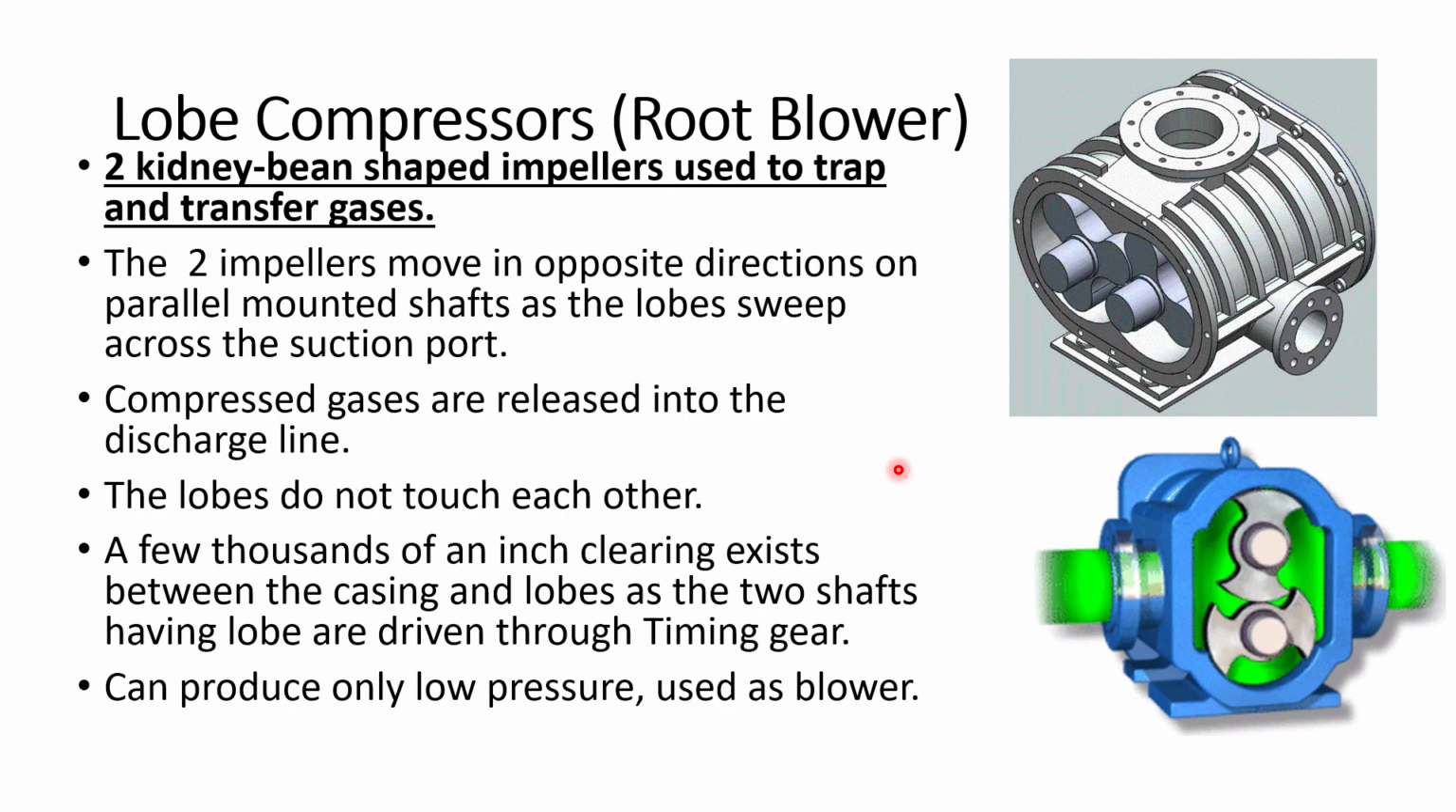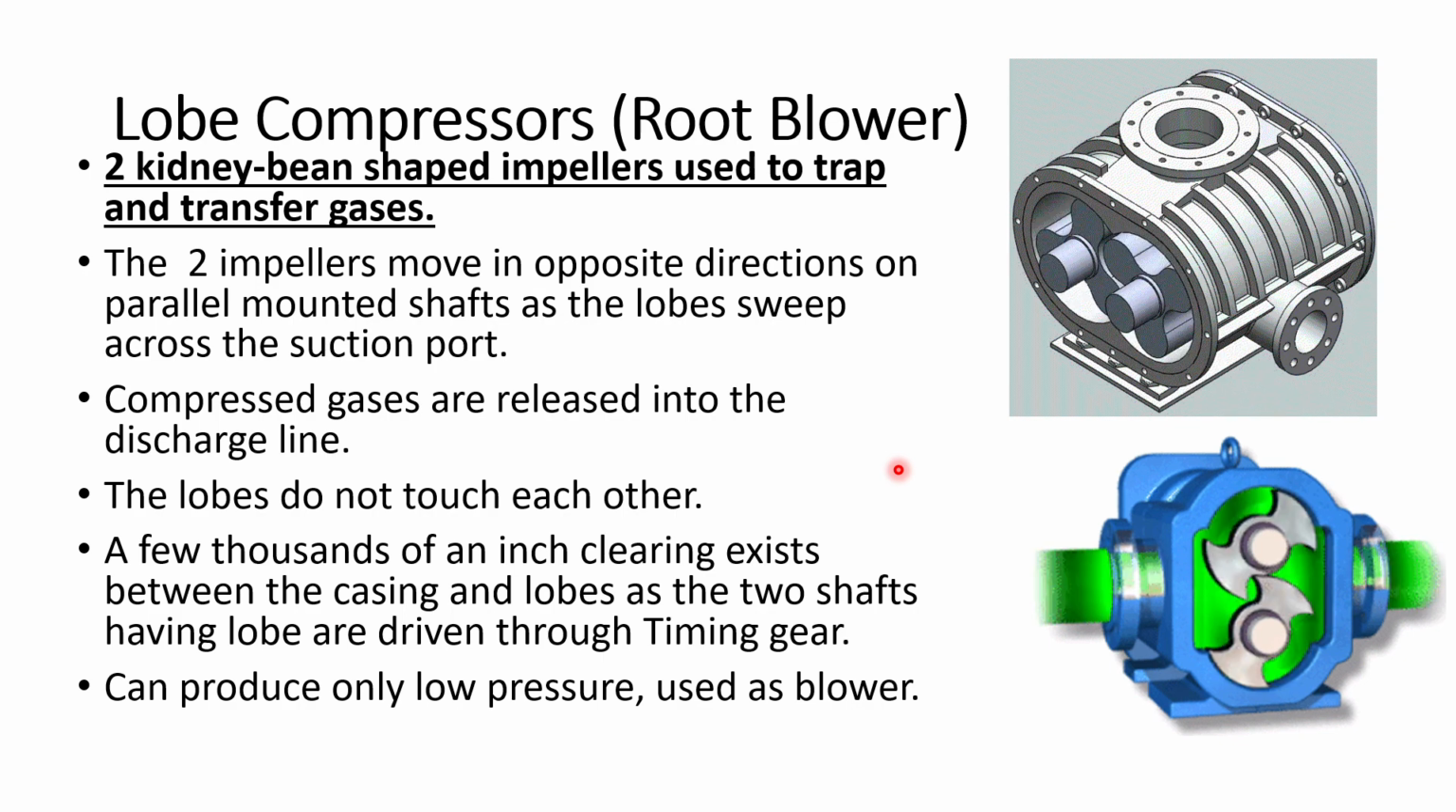There is a clearance of a few thousandths of an inch between the casing and the lobes, and between the two shafts. And the lobes are being driven through the timing gear.